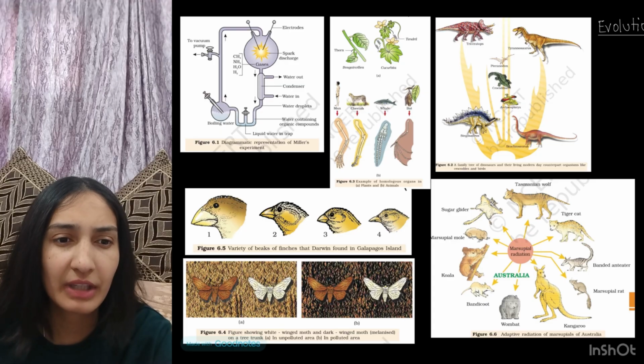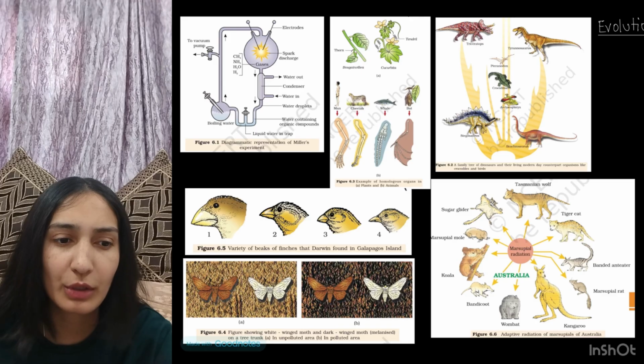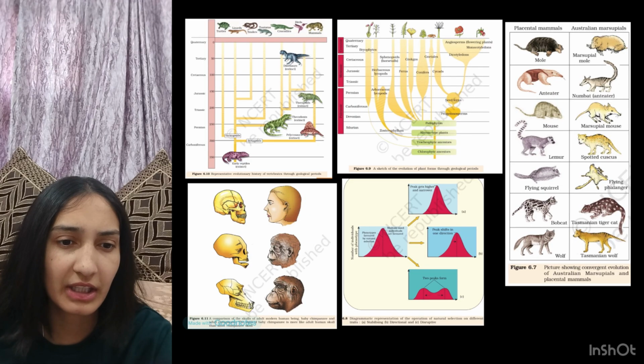Then in figure 6.2 we have a family tree of dinosaurs and their living modern day counterpart organisms like crocodiles and birds. Next, in figure 6.6, you can see the adaptive radiation of marsupials of Australia. Next, we have figure 6.10, which is a representative evolutionary history of vertebrates through the geological periods.